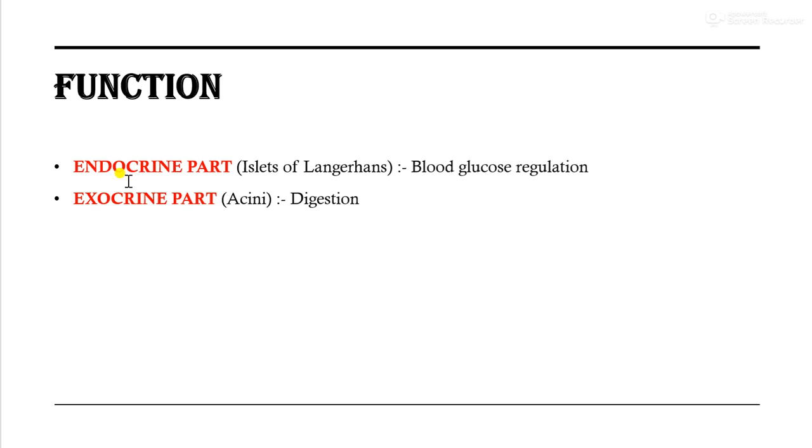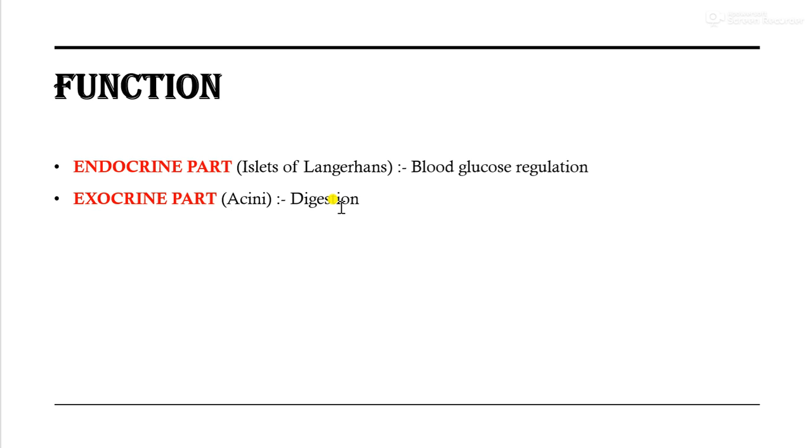When we see the function of this pancreas, you mostly know that the endocrine part is the islet of Langerhans, and the exocrine part is the acini. So this pancreas is involved in blood sugar control and metabolism within the body, and also in the secretion of substances. Collectively, that substance is called pancreatic juice, which helps in digestion.